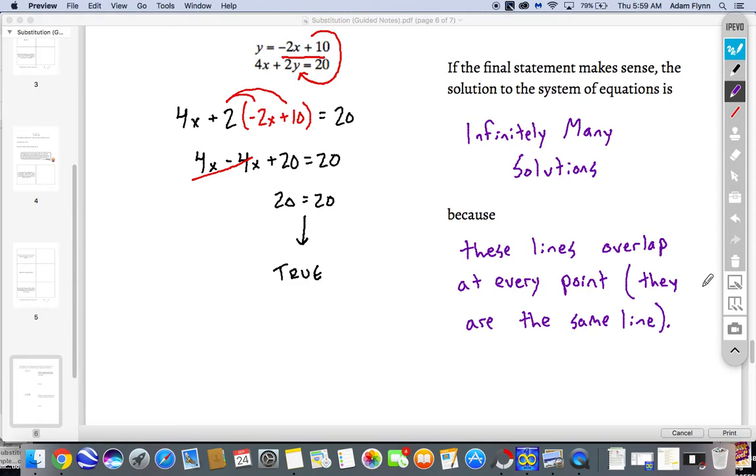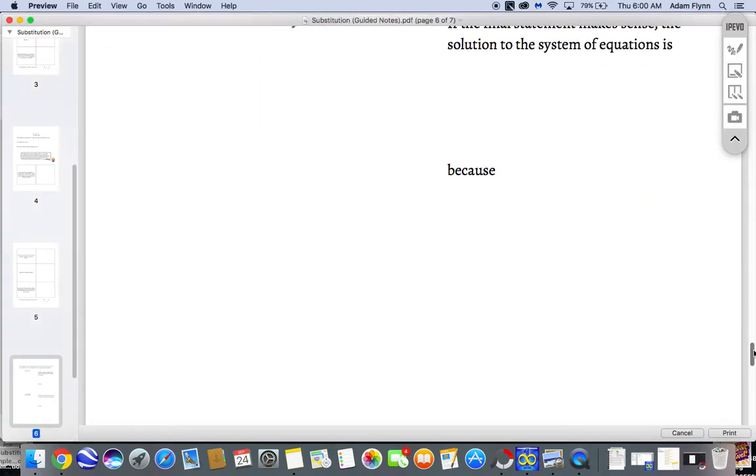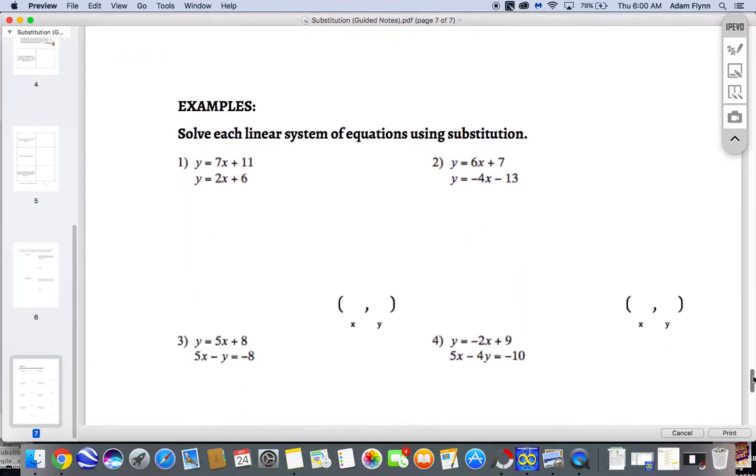Okay, so that should be pretty much everything we need to know as far as note-taking goes. So at this point, if you don't need to see any example problems, you can move on or you can turn off the video. But for everyone else who would like to see a couple more example problems and continue to work at this, I am going to scroll down and go over some example problems.